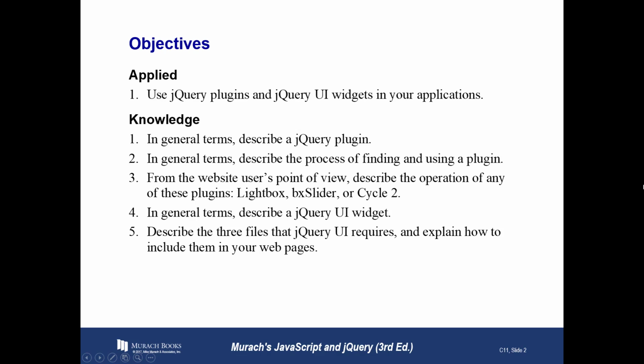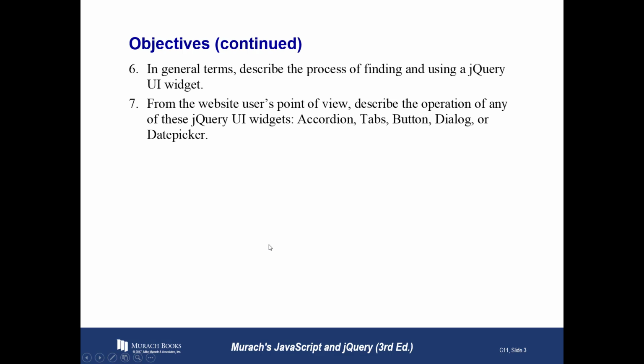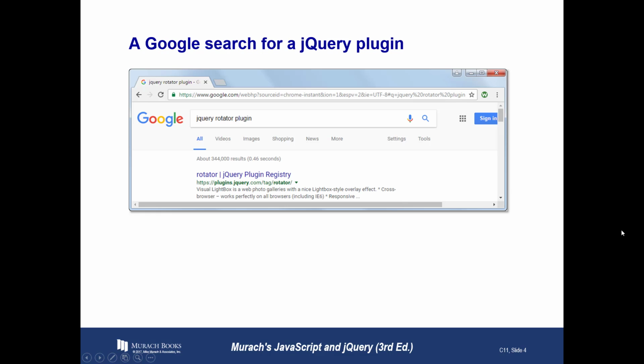So here are our objectives: to use plugins and widgets in an application, describe what a jQuery plugin is, describe how you find and use a plugin, talk about how to use some built-in plugins, describe what a widget is, describe the 3 files that a widget or the UI user interface requires, and explain how to include them in a web page, describe the process of finding and using a jQuery UI widget, and talk about some of the built-in widgets such as accordion, tab, dialog, button, and date picker.